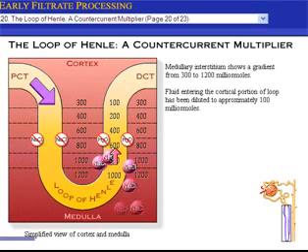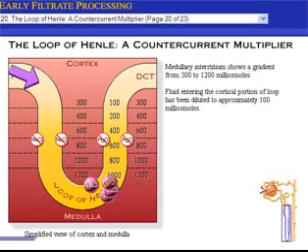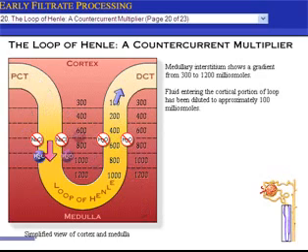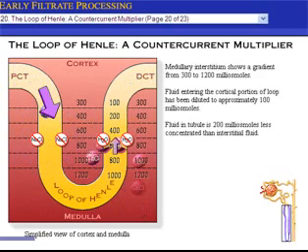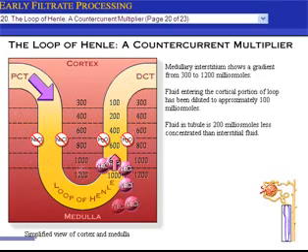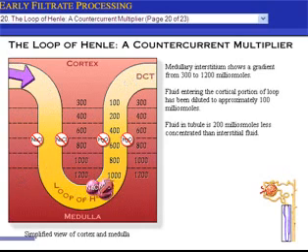This mechanism has also diluted the luminal fluid in the ascending limb to an osmolarity of approximately 100 milliosmoles. As a result, water is retained while solutes are removed. This graphic now shows the 200 milliosmole difference between filtrate and interstitium developed by the cells of the thick ascending limb.